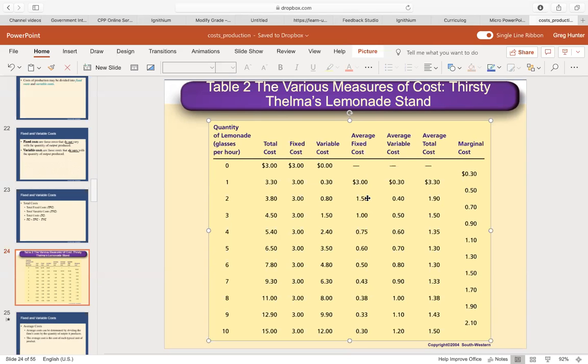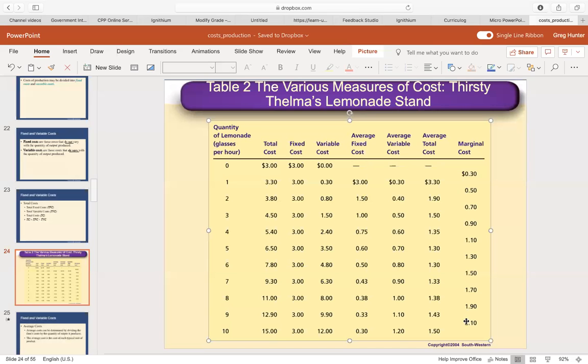So what the average fixed cost is telling me is the fixed costs on a per unit of output basis are $1.50. And likewise for the average variable cost, you take the total variable cost, divide by the number of units, and you get the per unit variable costs. And likewise for the average total cost, you take the total cost of 380 and divide it by the number of units, which is 2, and you get $1.90 is your total cost on a per unit basis.